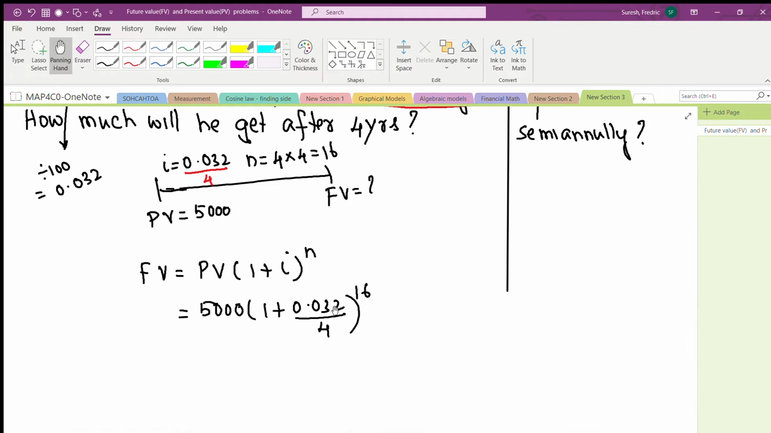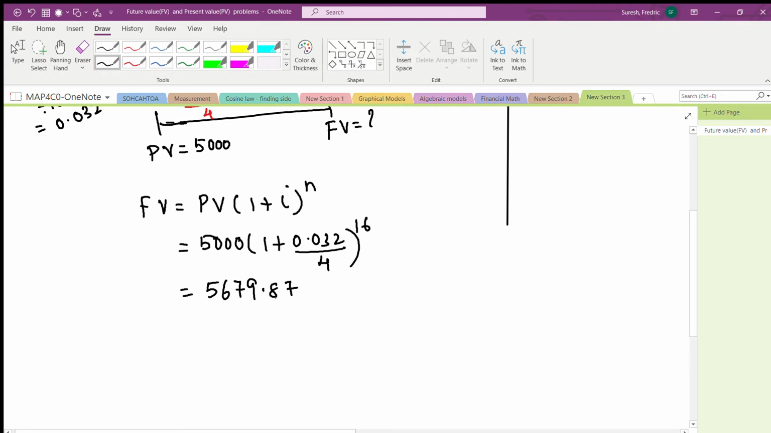So I'm punching this into my calculator: 5,000 times (1 plus 0.032 divided by 4) to the power of 16, and I have this number, which is $5,679.87. Take care to round the cents here. Remember, it should always be 2 decimal places because it's dollars and cents. Round up and down accordingly.